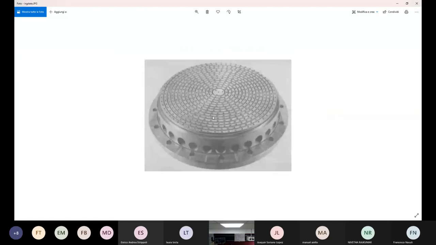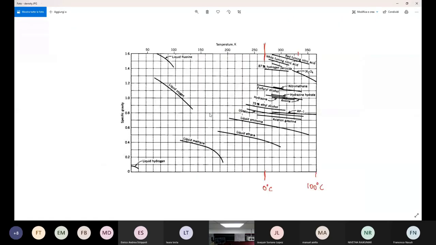Then other plots that I can show you. This one shows the conditions. This is something similar to what I showed you in terms of range of liquid conditions. You see the temperature here, and this is the range, for instance, for liquid oxygen from 54 up to more than 100. This is from the freezing temperature up to the critical temperature. So you see the ranges for liquid oxygen, liquid fluorine, liquid methane, liquid hydrogen.